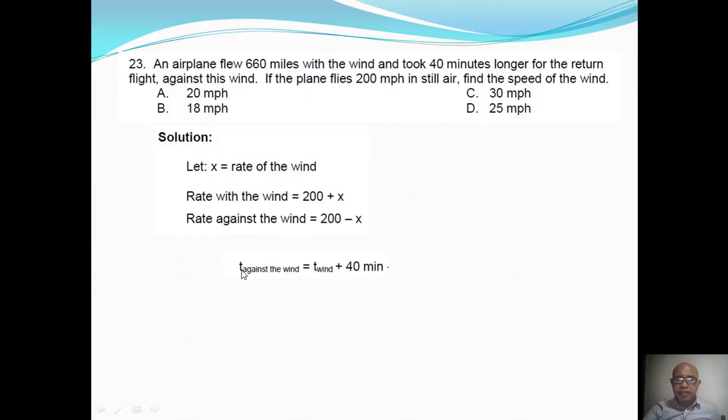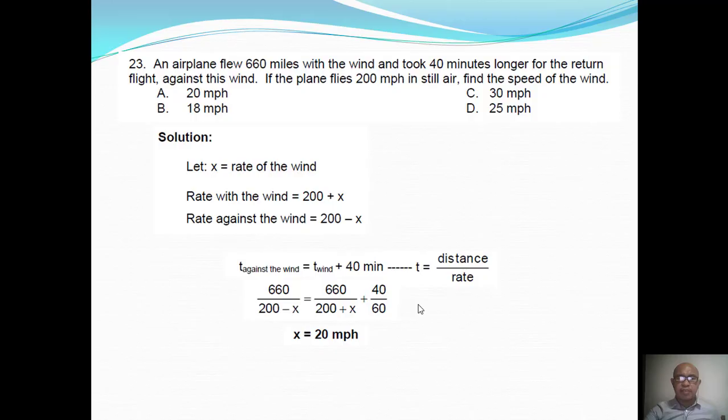But we can express time in terms of distance over rate, in which the rate here is the resultant rate against the wind and moving with the wind. So time is distance 660 over the rate here. So we have 660 over 200 minus x equal to 660 over 200 plus x plus 40 minutes divided by 60, so that the time is expressed in hours. Then the only unknown here is x. We can solve it, and that is 20 miles per hour.